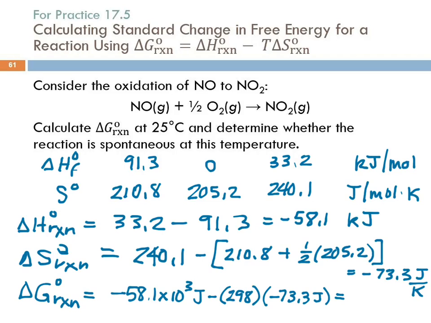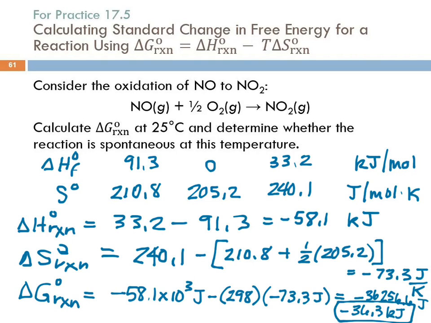So minus 58.1 times 10 to the third minus 298 times negative 73.3. Negative 36256.6 joules. So we should probably put that into kilojoules, negative 36.3 kilojoules. Did I do my math correctly? Anybody actually punch it through on their calculator? Yes?